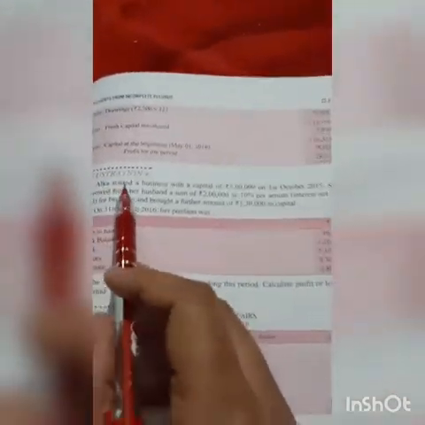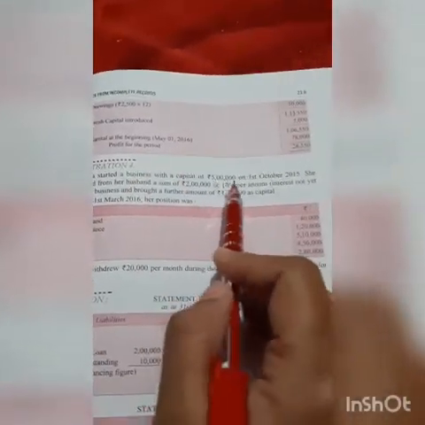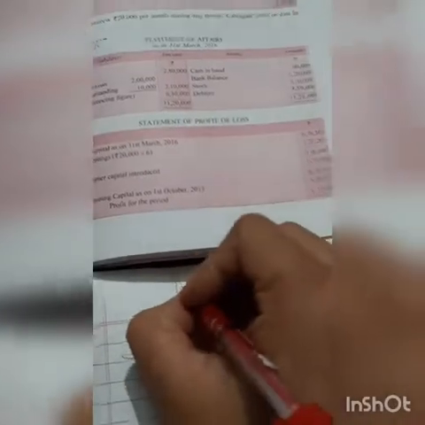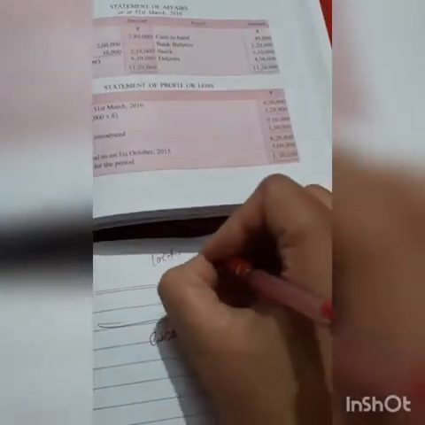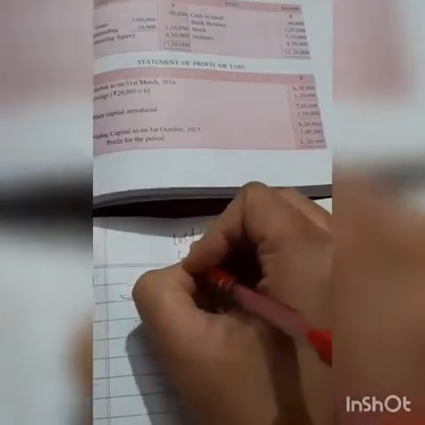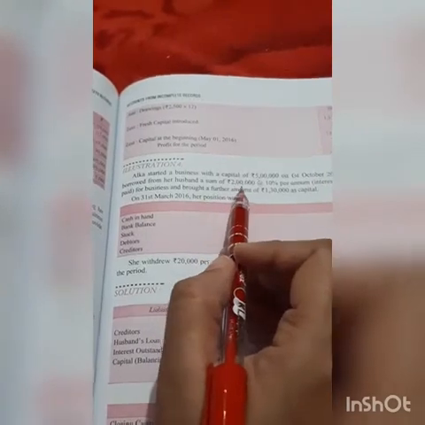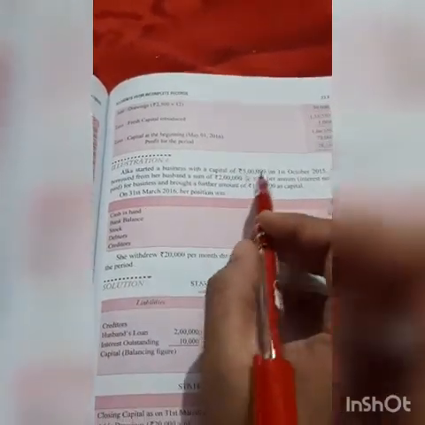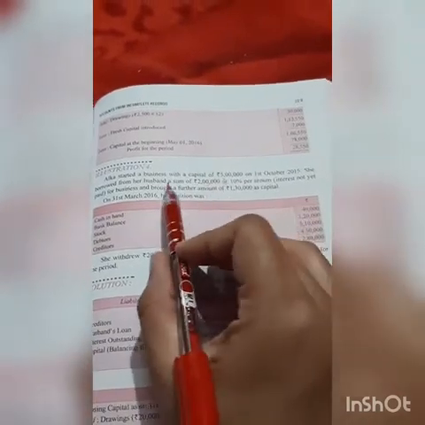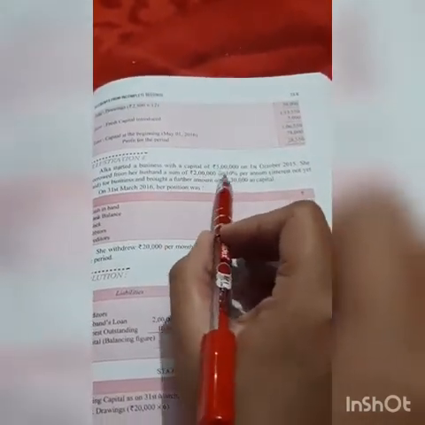Now one term. She started her business with 5 lakh as on 1st of October. So on 1st of October she started with 5 lakh rupees. This is the opening capital. Then she borrowed an amount from her husband, rupees 2 lakh. This is the loan which she took from her husband for business purpose at the rate of 10%. So this is not her personal expense. She took money from her husband and invested it in the business.